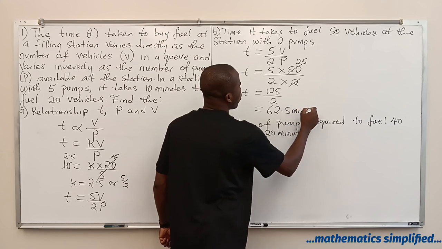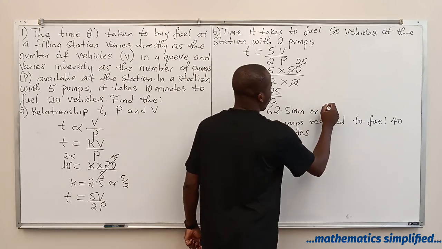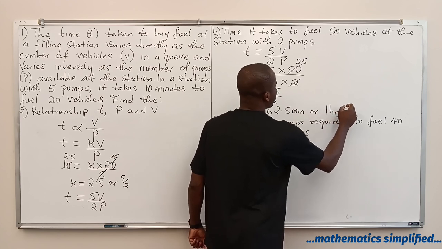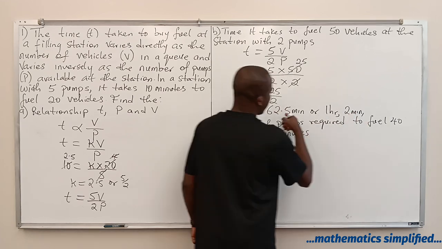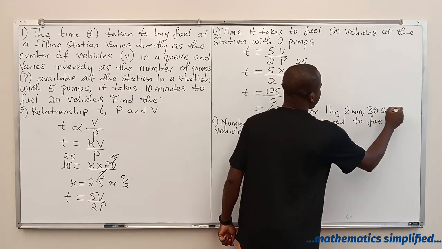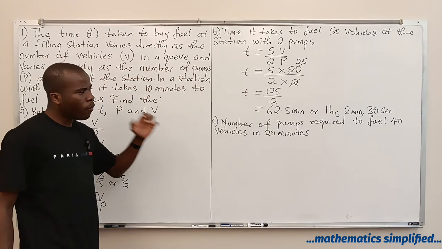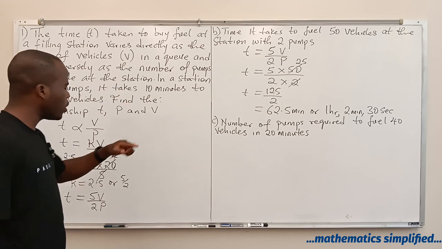minutes, or 1 hour 2 minutes. 0.5 minutes is 30 seconds. C says, find the number of pumps required to fill 40 vehicles in 20 minutes.